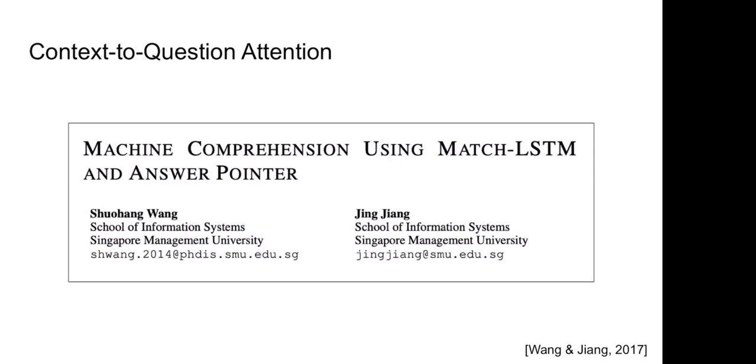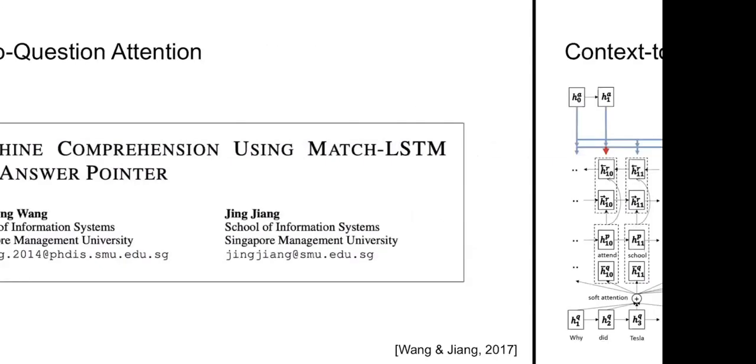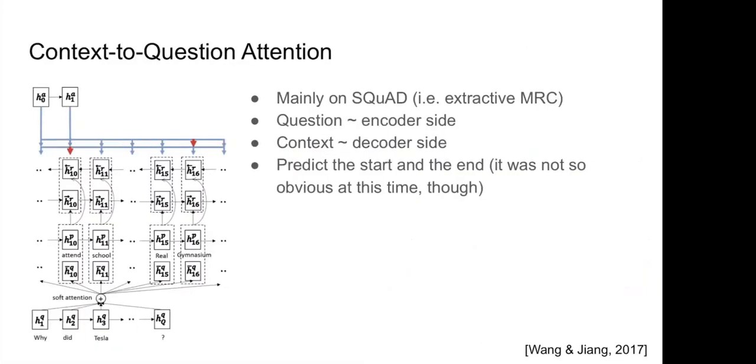So this was an ICLR paper in 2017, and this was applied mainly on SQuAD. If you look at the years, you will see that this is after SQuAD was released in 2016. And it's mainly on extractive MRC. And it's exactly the opposite of the first model, where the question is not on the decoder side, but on the encoder side, if you compare that with seq2seq. And context can be considered as more of a decoder side.